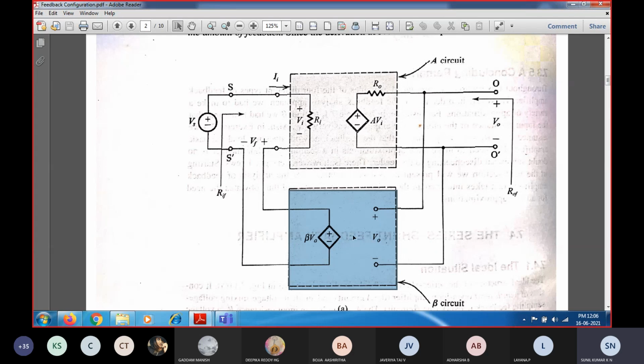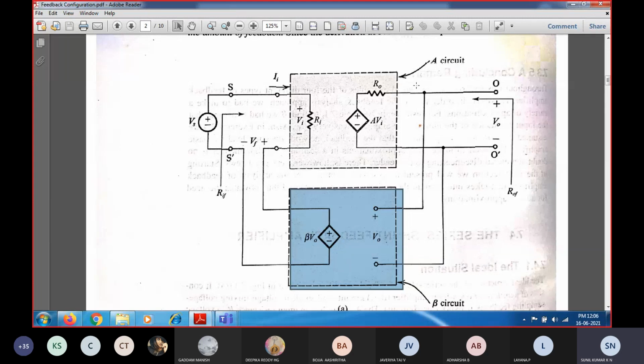So on connecting this feedback network, it is not going to load the main amplifier circuit, so the amplifier is independent of this beta feedback network. This is the amplifier circuit, denoted as A. A corresponds to the open loop amplifier gain, and beta corresponds to the gain of the feedback network, and this entire circuit is the feedback network.